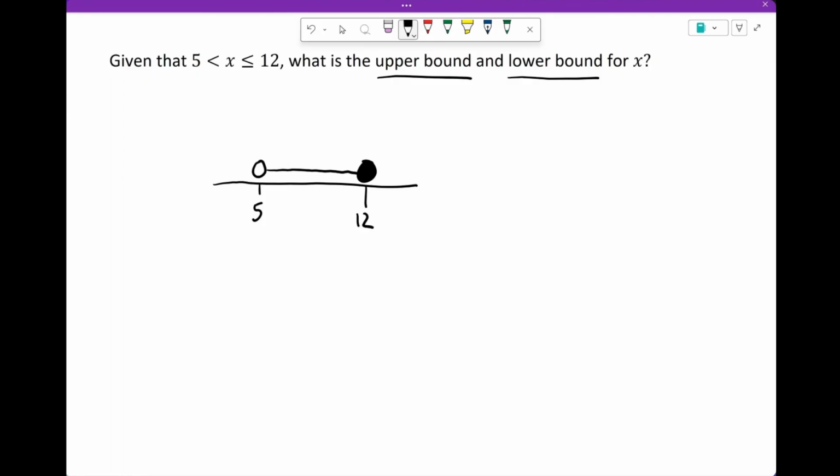Now we have to consider what are the upper bound and lower bounds for x. Well, let's start with the upper bound. So informally, the upper bound is essentially the highest number you can be. So you might say in this case that 12 is the upper bound, and that is correct. We would say that 12 is the upper bound for x. So let's put more of a formal definition on upper bound. So the upper bound is the smallest number that cannot be exceeded.